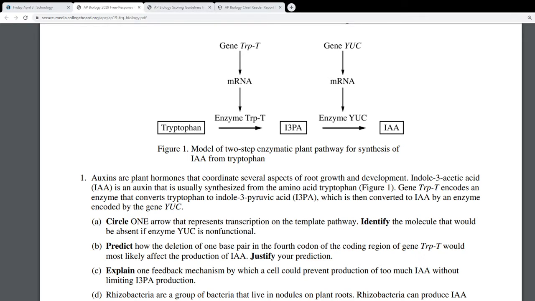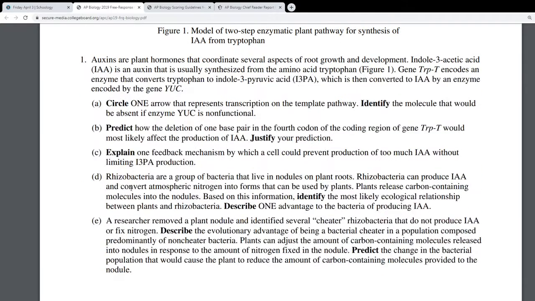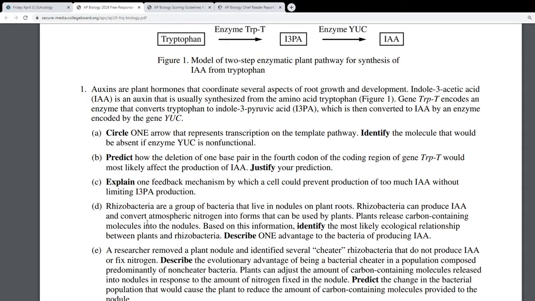All right, now, don't worry about D and E here. Feel free to take a look at them if you want to, but the bottom line is both of those are ecology questions, and obviously ecology isn't going to be part of the test this year. So, we've answered the first three.